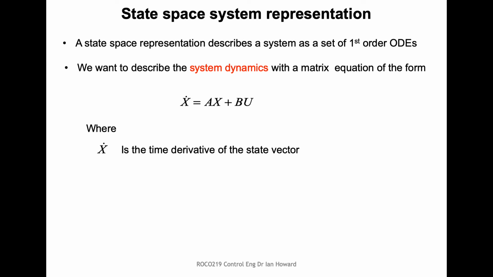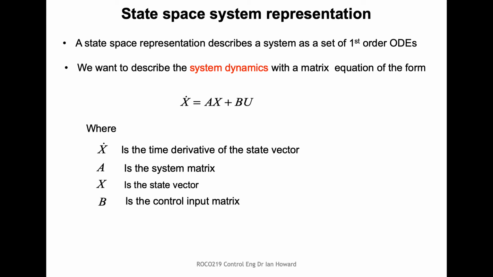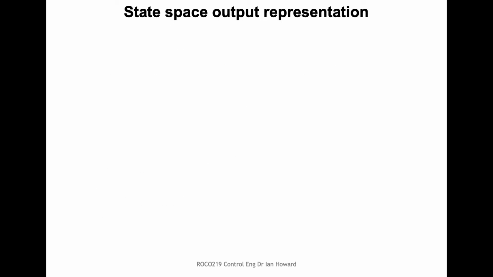So x dot then is going to be the state derivative, which is a vector. A is going to be a system matrix. x is going to be a state vector. B is going to be the control input matrix. And u is going to be the control input.